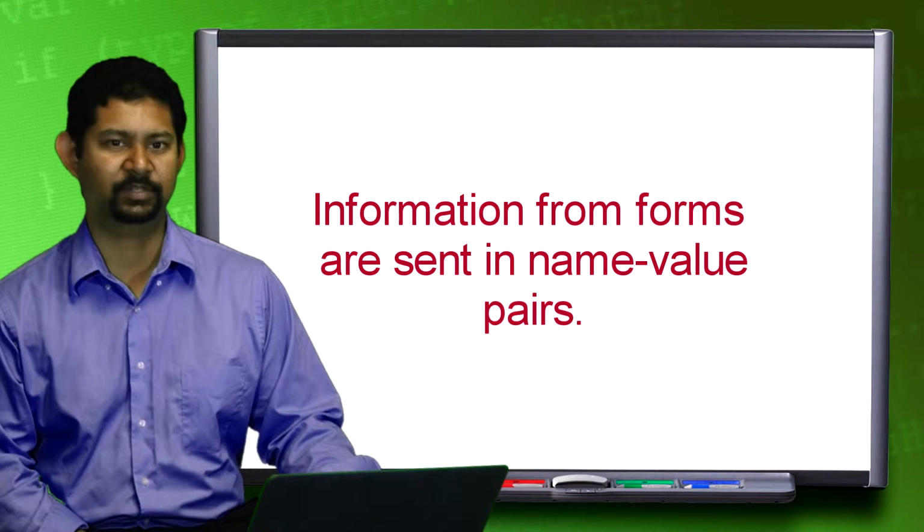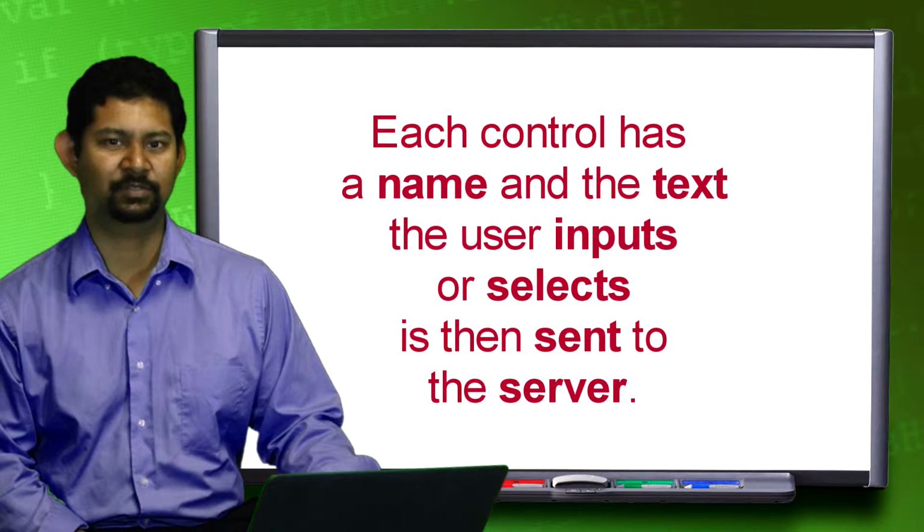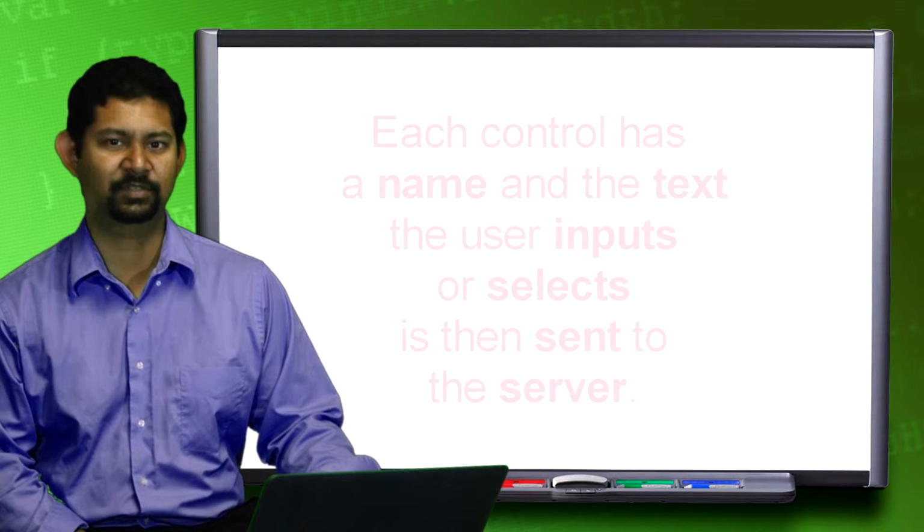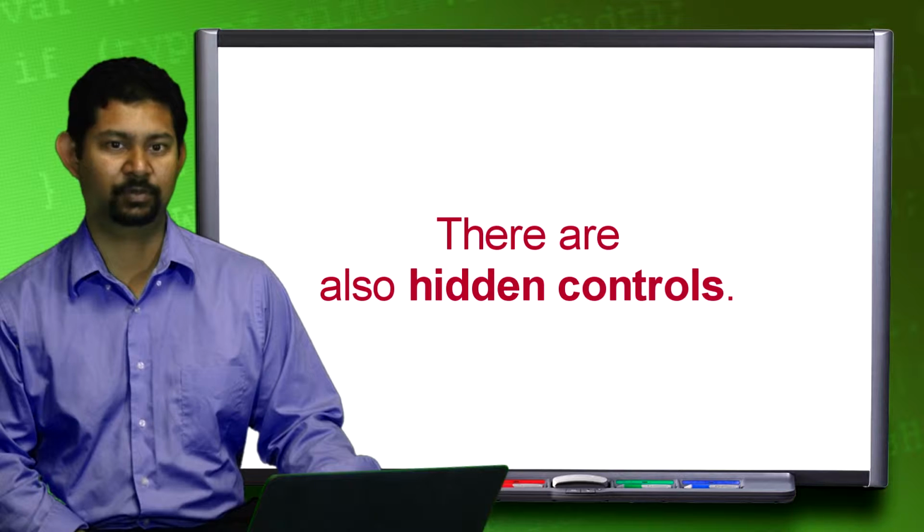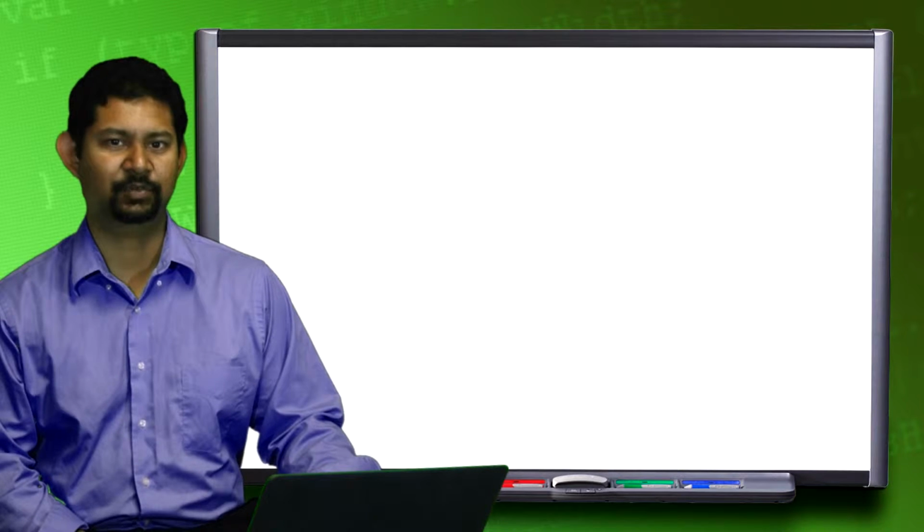Information from forms is sent in name-value pairs. Each control has a name, and the text the user inputs or selects is then sent to the server. There are also hidden controls. Let's create some forms and see how they work.